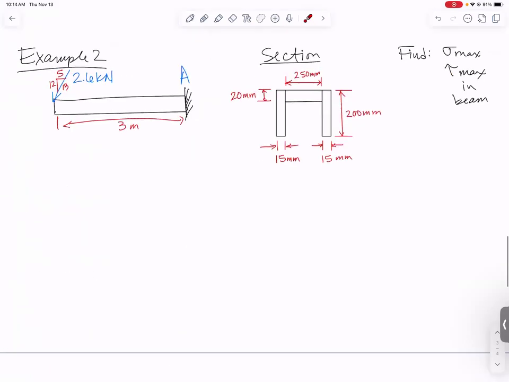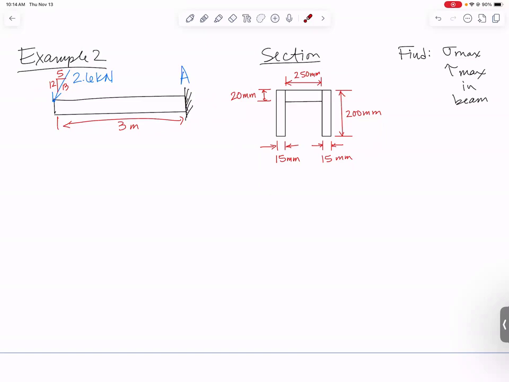So my second example is kind of designed to help us see how we can be a little bit more efficient with choosing where we're going to calculate things. So what we have here is a simple beam fixed on one end with a point load on the other end. The section's a little bit complicated. It's this kind of channel section made of 3 built up rectangles, but they ask us to find this time the max normal stress and the max shear stress anywhere in the beam.